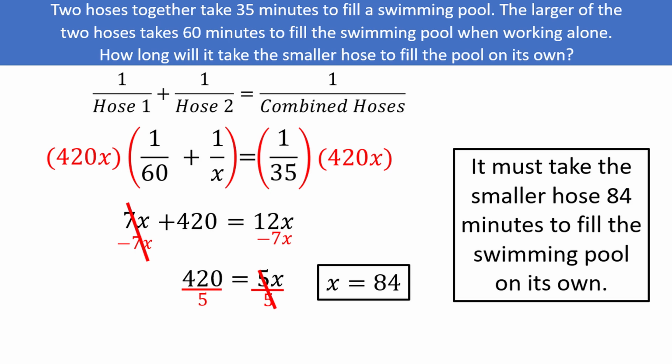That means it must take the smaller hose 84 minutes to fill the swimming pool on its own. To me, that kind of sounds like a long time. Probably either a really big pool or maybe just a low-flow hose. Who knows?